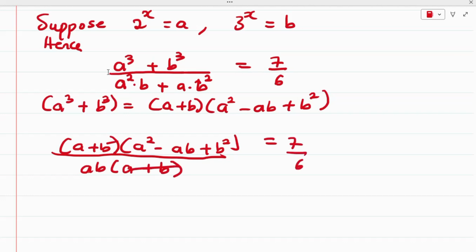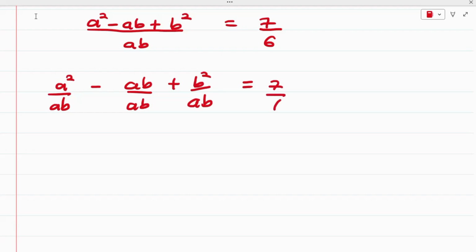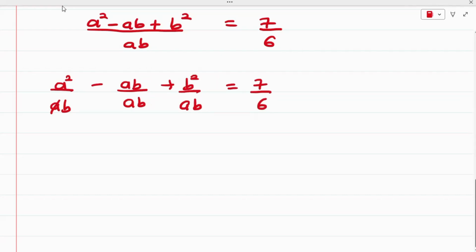So a plus b is going to cancel out, and we have a squared minus ab plus b squared, divided by ab, equal to 7 over 6. Separating this fraction, we have a squared over ab minus ab over ab plus b squared over ab, equal to 7 over 6. So a is going to cancel out, we have a over b, minus ab over ab, which is 1, plus b over a, which is equal to 7 over 6.